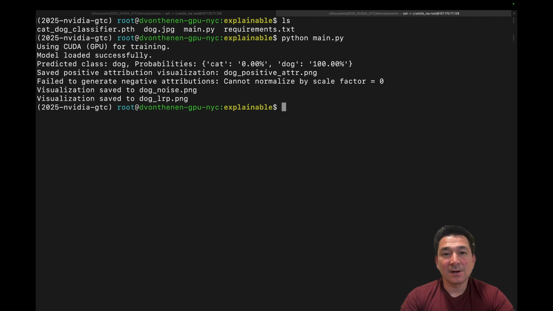As you can see here, the dog image is being correctly classified, and we're creating 3 different images in order to help us better understand how this is happening. We have the dog_noise.png, we have the dog positive attribute.png, and the dog_lrp.png. So let's go ahead and take a look to understand what these images are all about.